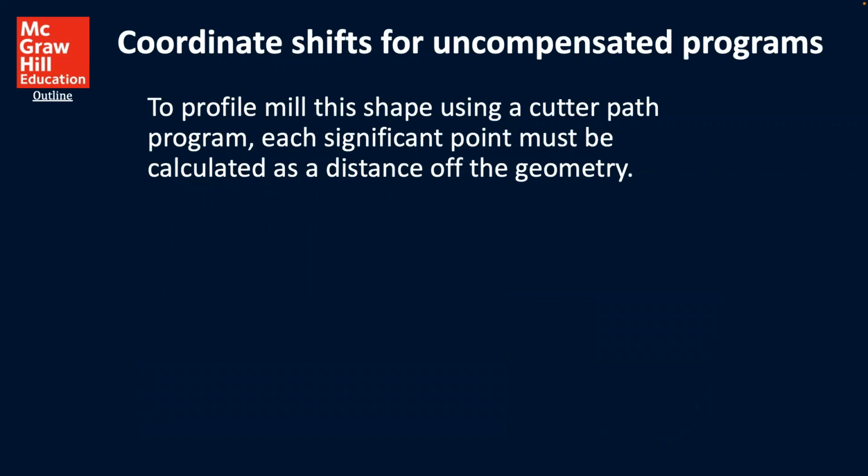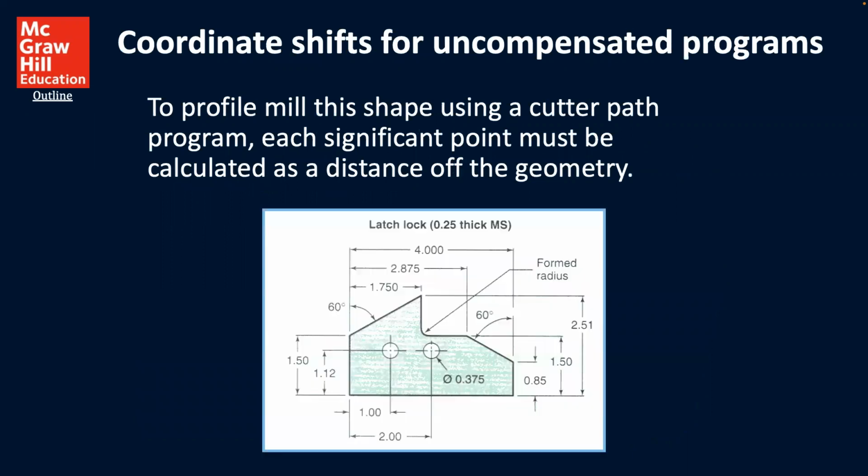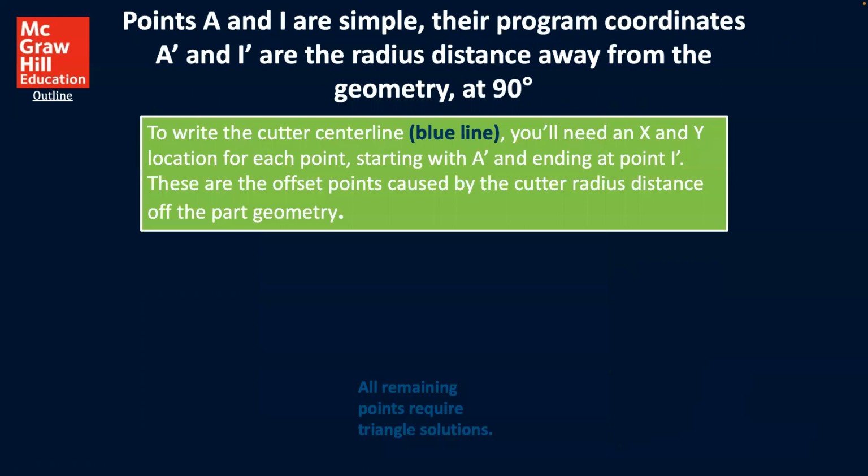To profile mill this shape using a cutter path program, each significant point must be calculated as a distance off the geometry. Now we're seeing a CAD diagram that shows the geometry, and this is what we would be using as we start to evaluate how we're going to do the milling for this type of part.